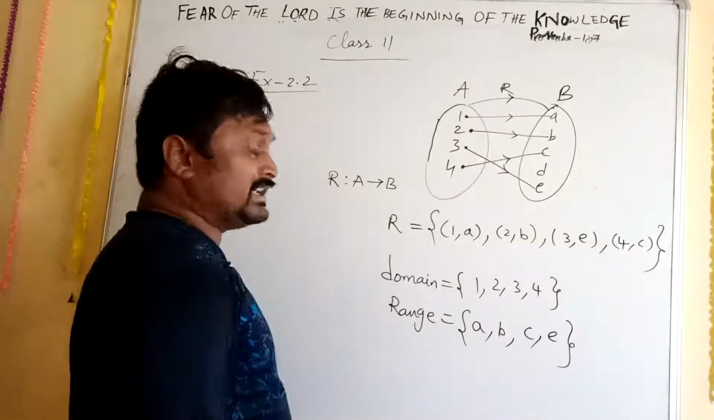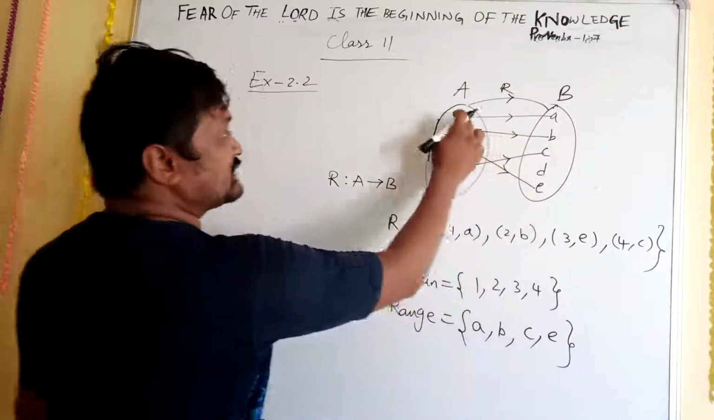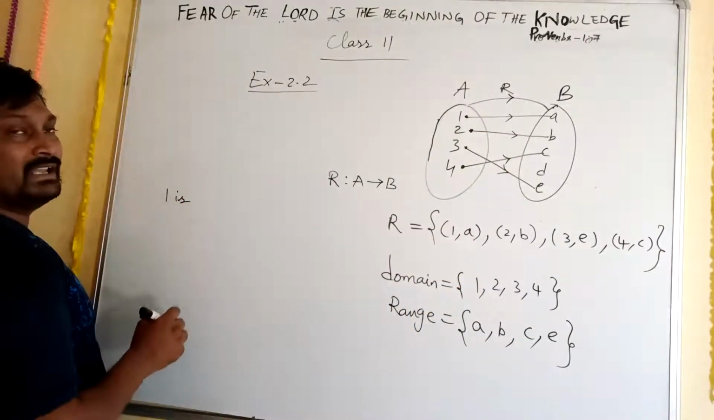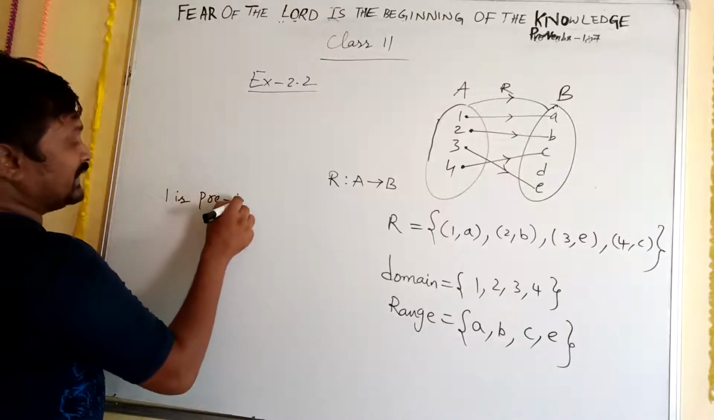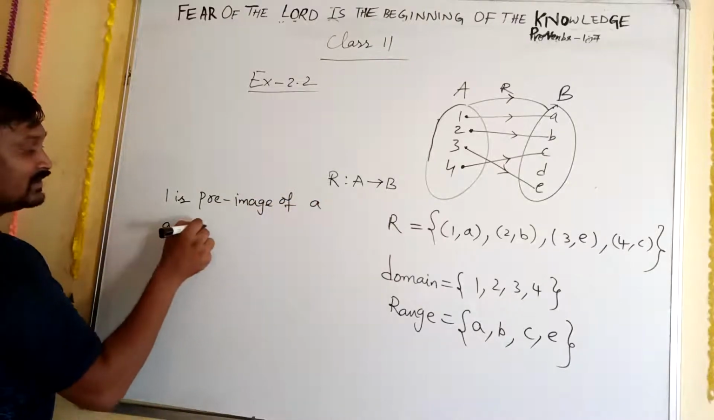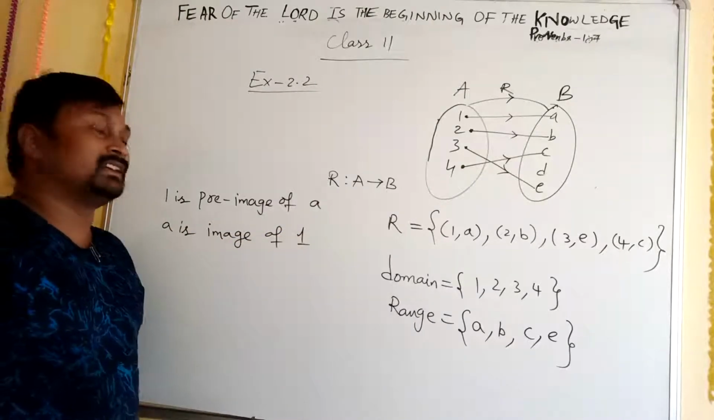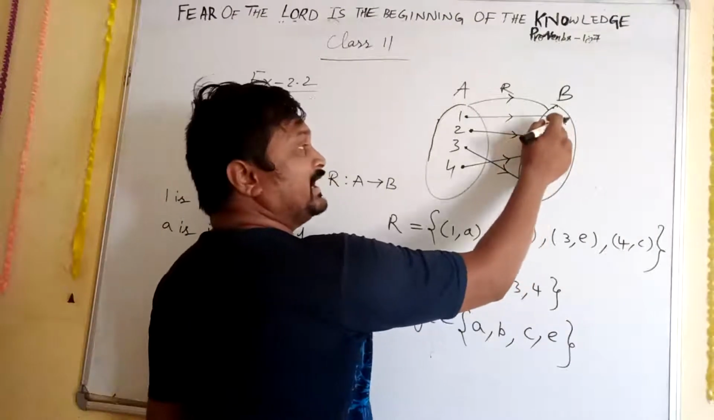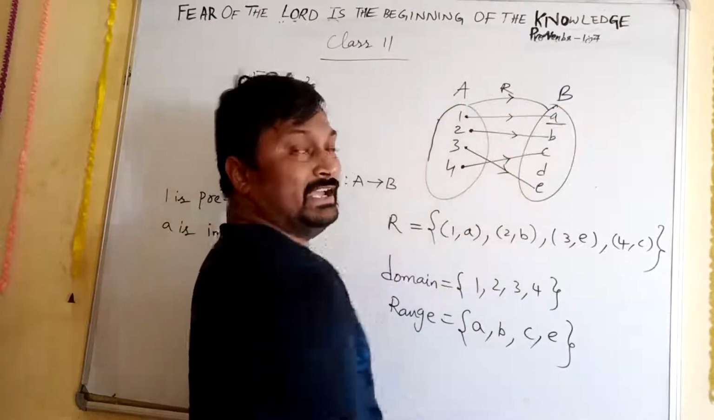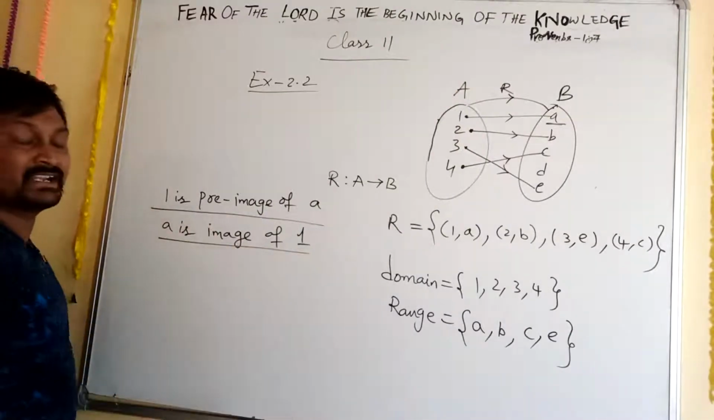And now there is another name also for this. Whichever elements are in the domain, 1, 2, 3, 4, for example, here (1, A) is there. So here 1 is the pre-image of A, and A is the image of 1. Remember, this is the image of 1, but this 1 is the pre-image of A. Pre means before. In this way, we use it in mathematics language.